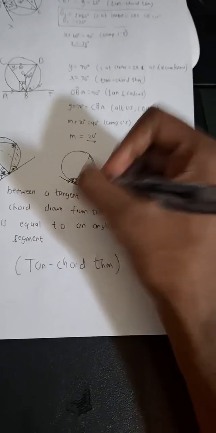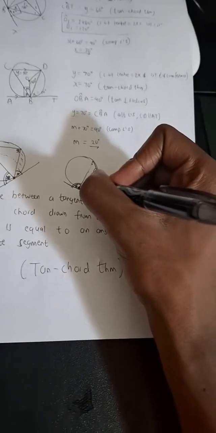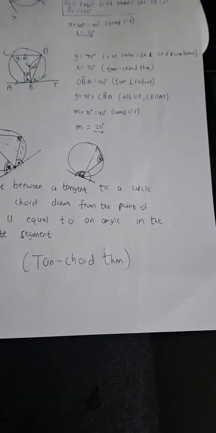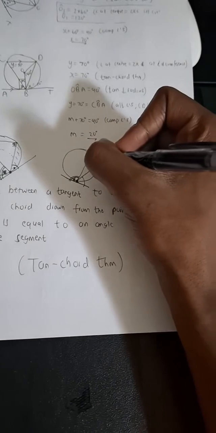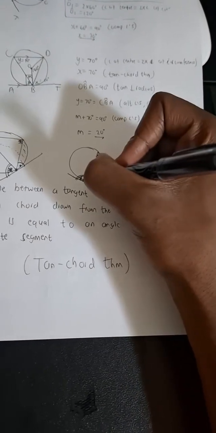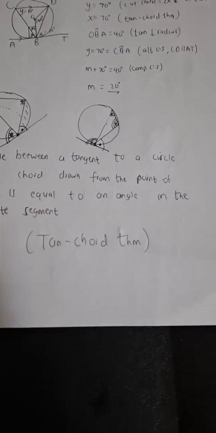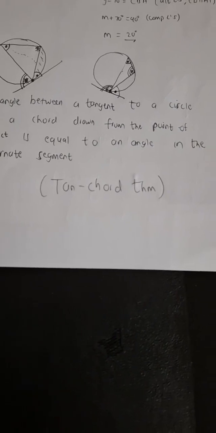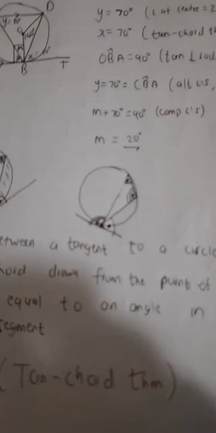That chord and this tangent form this angle, and then this chord subtends which angle? There at the circumference. So this guy would be equal to that guy. Okay, so chord, guys, chord all the way. Okay, so very, very important.